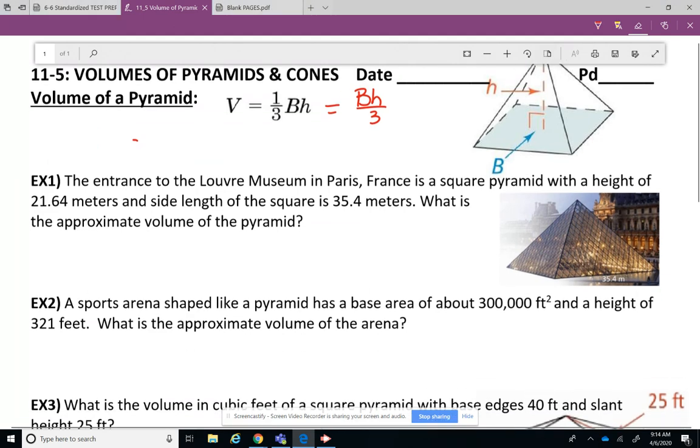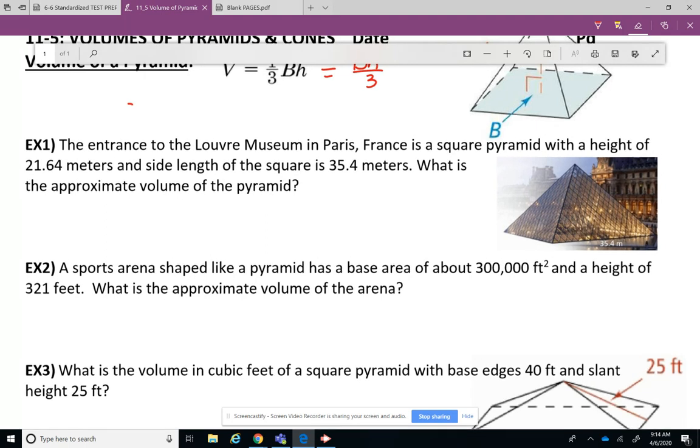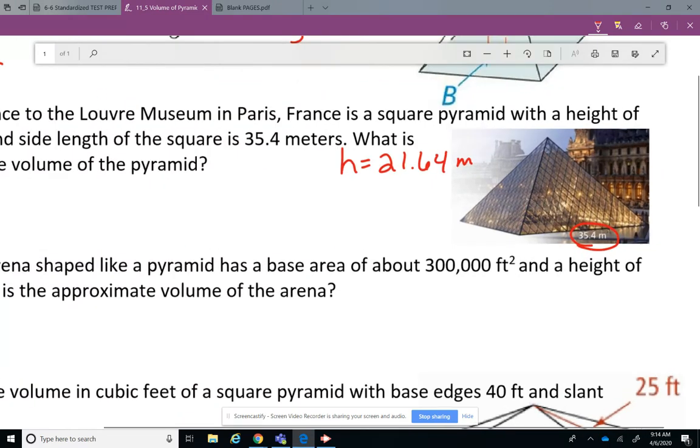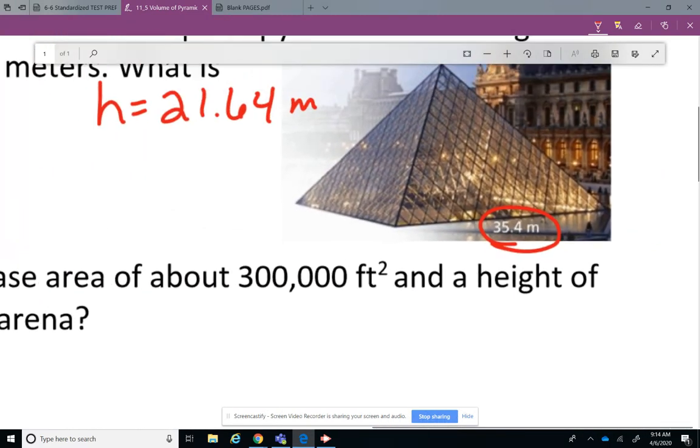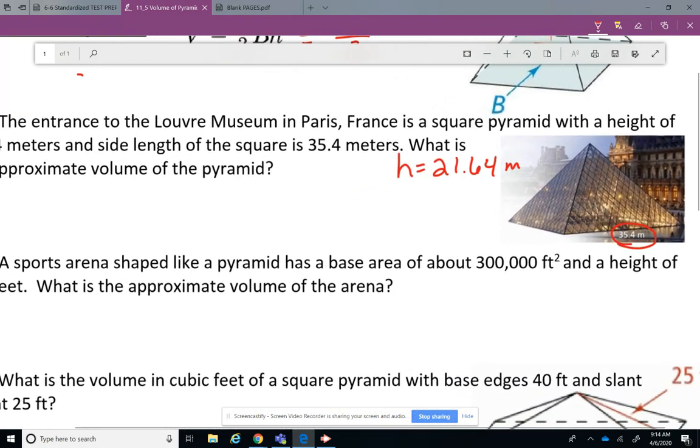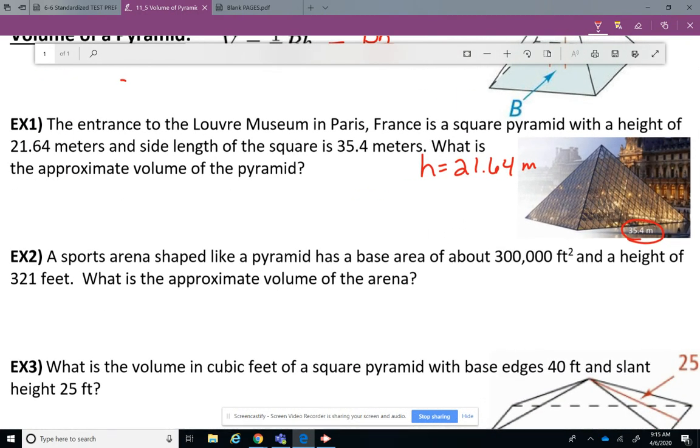So for this one, we're going to do the area of the base times the height and then divide it by 3. All right. The entrance to the Louvre Museum in Paris, France is a square pyramid that has a height. Let's go ahead and write this out. The height is 21.64 meters. And the side length of the square, it's right there, it is 35.4 meters. So that's the side. What is the approximate volume of the pyramid? So I'm going to write it bigger just in case you can't see it. And remember to pause this as necessary, okay?